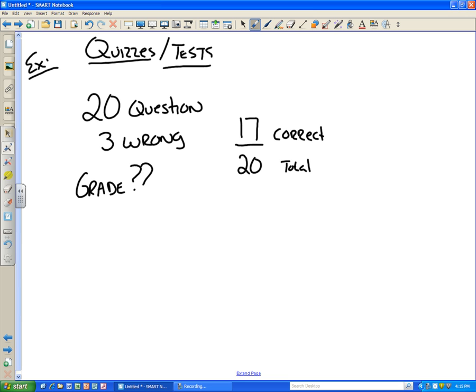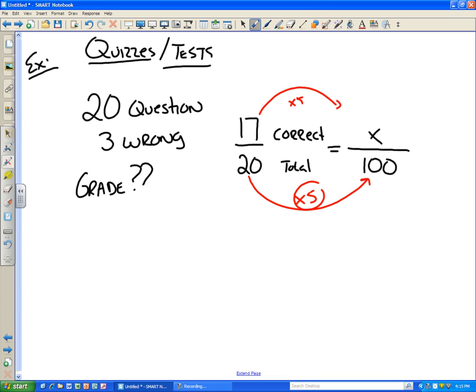So you know when you look at that fraction, it's definitely more than 50%, because 10 out of 20 is 50%. So again, percents are always out of 100, so you can set up your proportion. 20 goes into 100 5 times. 17 times 5 is 85. So 85 out of 100 is 85%. So that means you got an 85% on your last quiz.